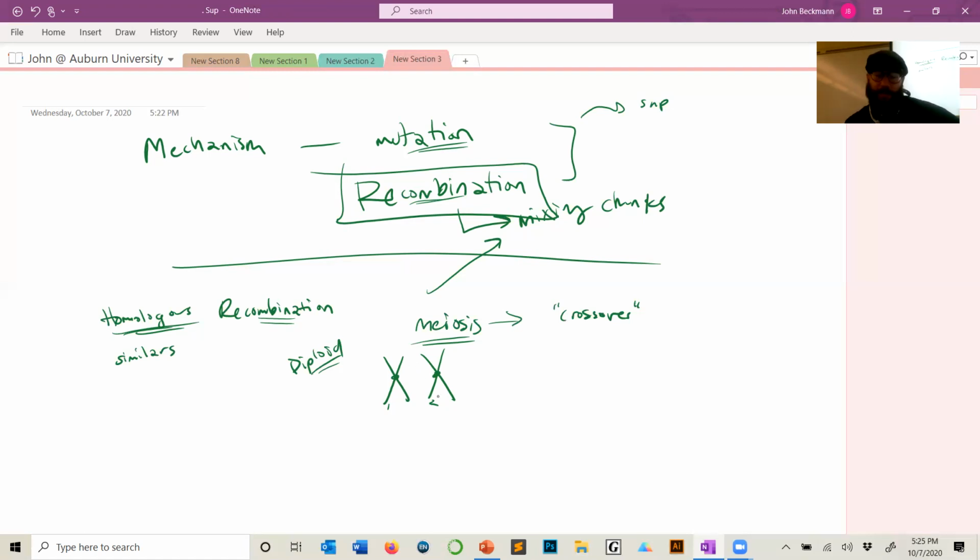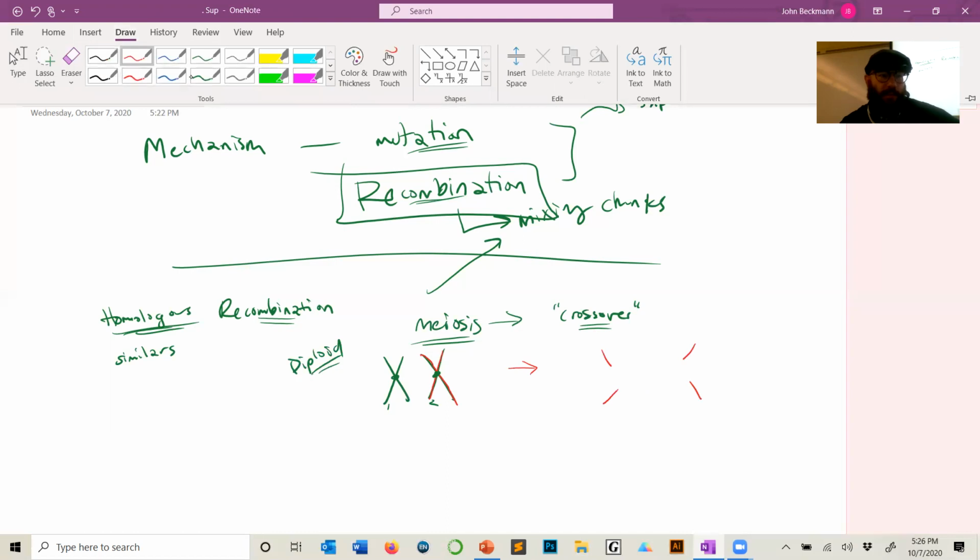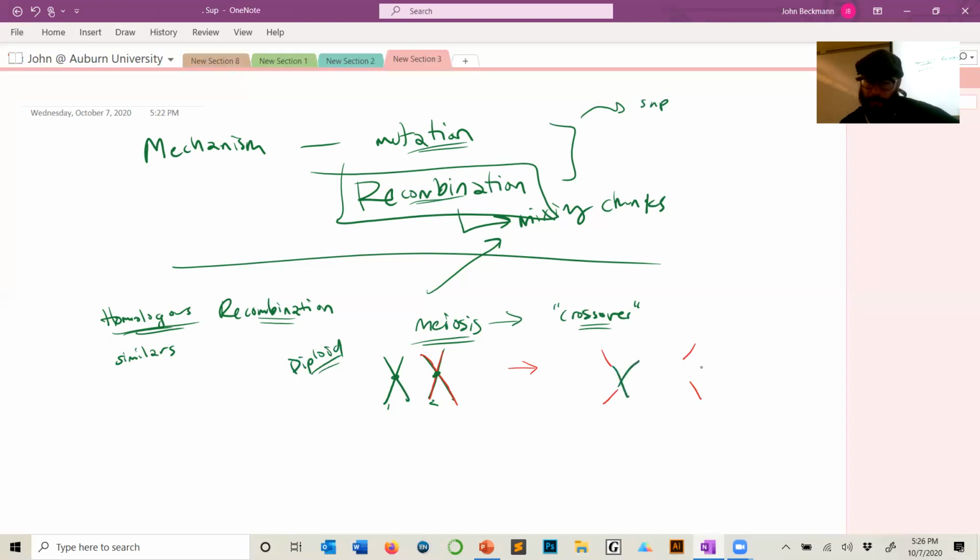And because they're similar, we can get crossover events. Let's draw these with a different color, even though they're the same thing. After crossover, you can get what would be called chimeras, which might look something like this, a mixture of both, right? And that's literally the purpose of sex.